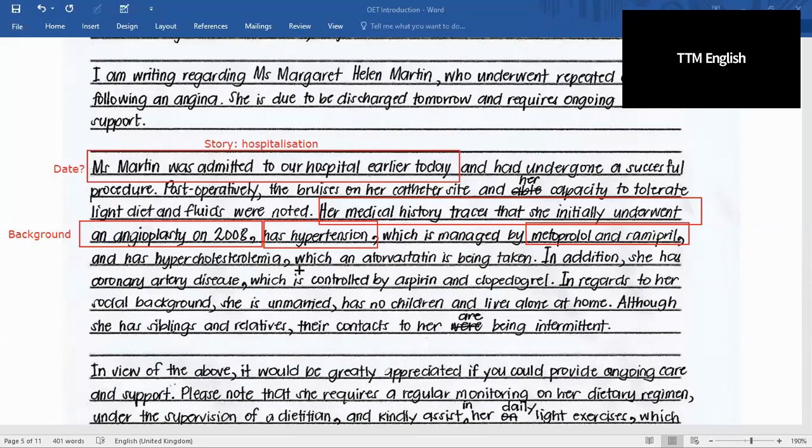What about this? In addition, she has coronary artery disease. What about that? This is like medical history, background. This kind of came before the angina, right? So we start with going into hospital for angina, and then by the middle of the paragraph, we're right back a long time ago in the background still. And then it says, in regards to her social background, so now we've moved from medical background to social background, right? Suddenly we're in the present tense. She is unmarried.